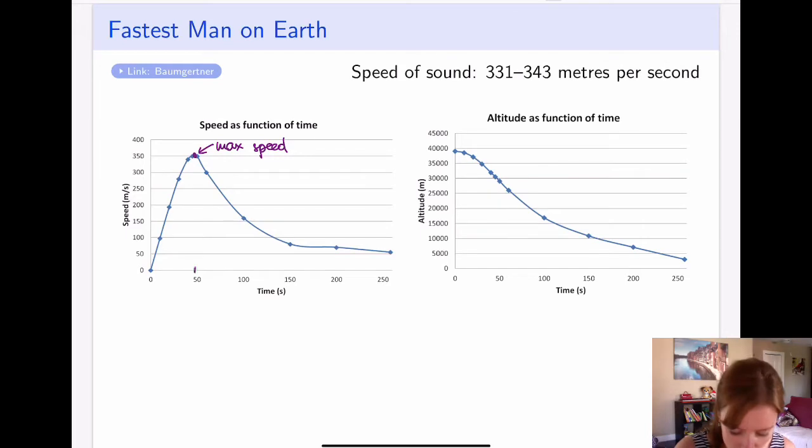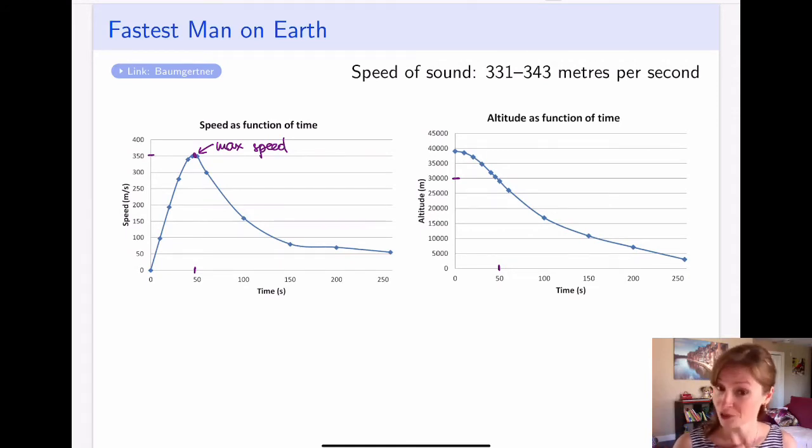Let's take a look at what we can figure out here. This occurred just about at 50 seconds, or maybe just a little bit before, when he was going at the speed of just around 350 meters per second. Now, again, the speed doesn't tell us much, but let's see what that corresponds to on the altitude graph. And here, just before 50 seconds, is approximately 30,000 meters, or 30 kilometers. What happens about 30 kilometers above Earth is that you actually enter the atmosphere with oxygen.